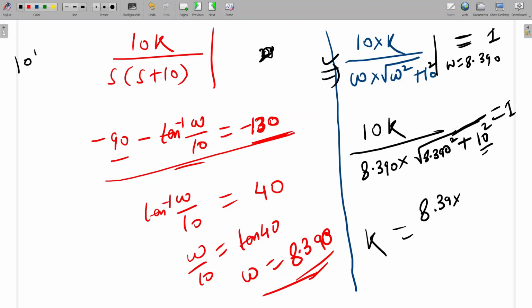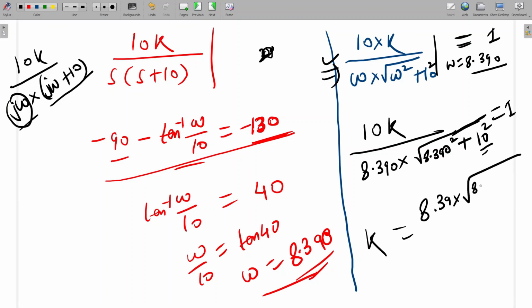See, 10K divided by omega into j omega plus 10. So s is equal to j omega. The magnitude here will be omega into the square root of omega square plus 100. Omega we know is 8.390. You check the calculation once, maybe some mistake will be there. So into 8.390 square plus 100, divided by 10, correct?